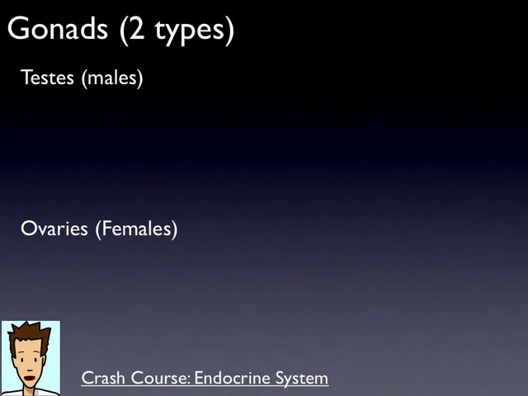Endocrine glands. Gonad is a general word for the endocrine glands that produce sex hormones. And obviously they're different in males and females. In males, the gonads are called testes. And what's the name of the hormone produced?